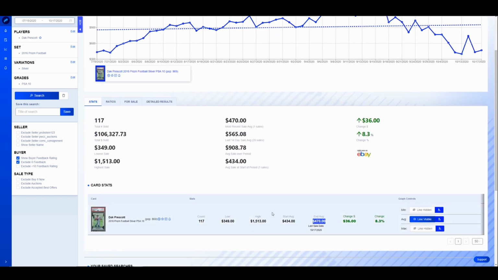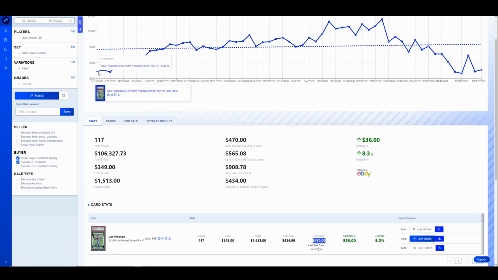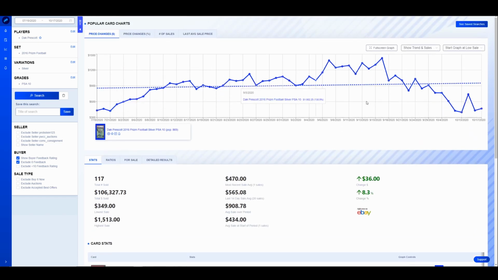It is all the way back to essentially the price that it was back in mid-July. On July 19th, it was selling for $434. On October 17th, it's selling for $470. So you can see the chart here. It peaked at around $1,300, between $1,300 and $1,400. It regularly sold for $1,200 plus for over a month straight.